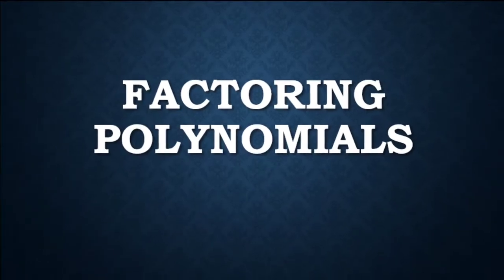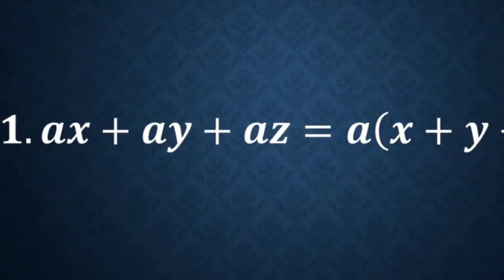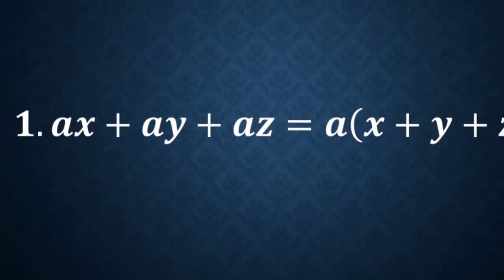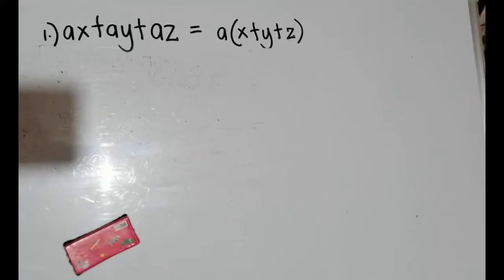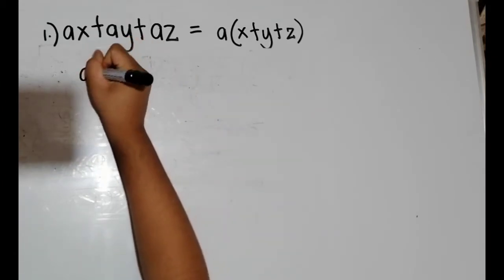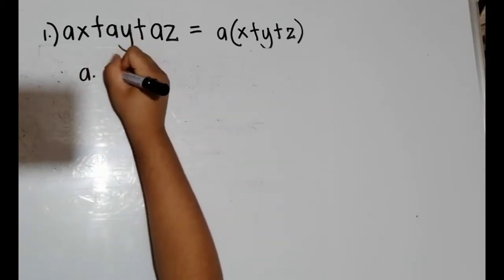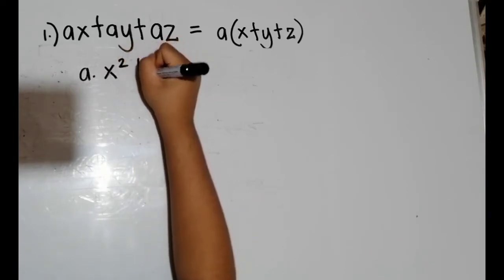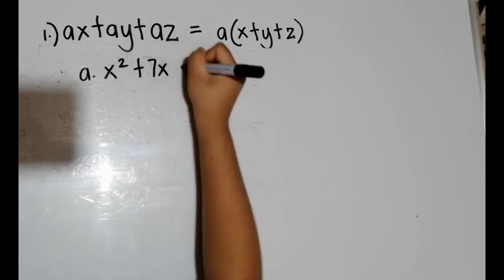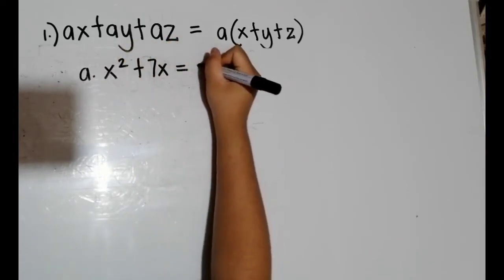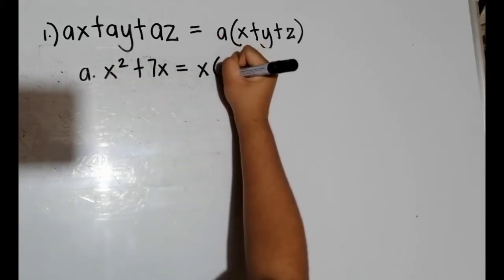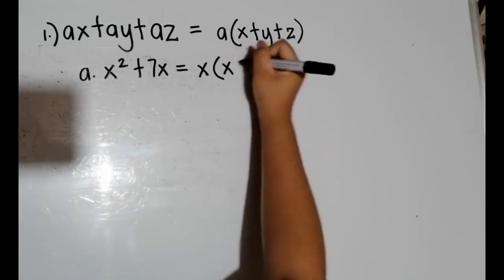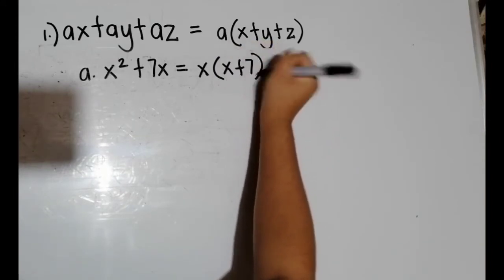Factoring polynomials. Let's start with the first one, getting the common factor. In getting the common factor, you need to see every term and get their common factor. Like this example, x squared plus 7x. Their common factor is x. We will be having x plus 7.